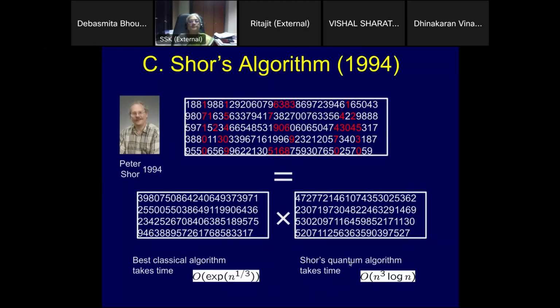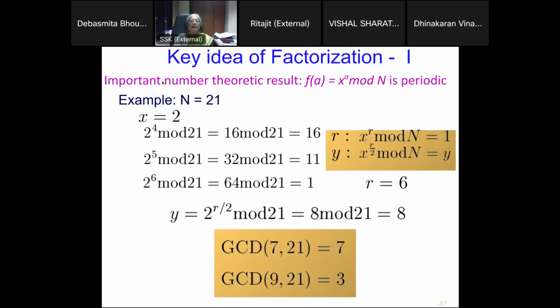What is the idea? The key idea is very simple. It is based on an important number theoretic result. Let's say I have a function defined on integers, which is x to the power a modulo another integer, capital N, where x is an integer. Here x and N are relatively prime, that is, they do not share any factors. Now, it has been shown that this type of function will always be periodic.